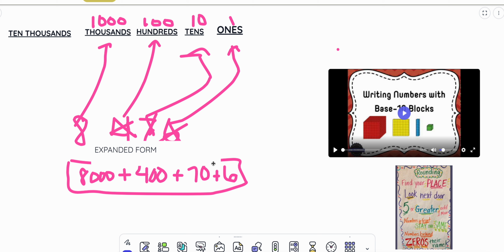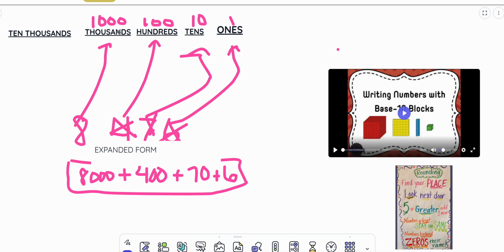If you don't know how many zeros each number gets, write your place value chart. Do your arrows, put your numbers in the correct spot, right? You always start from the ones and work your way up. And then, tens has 1 zero, so I'm going to put that.